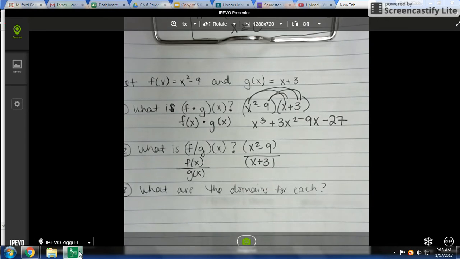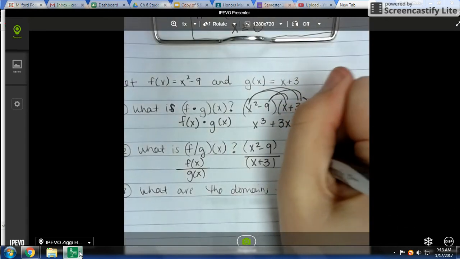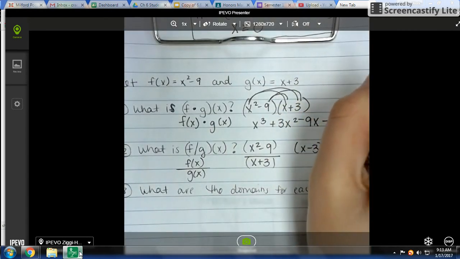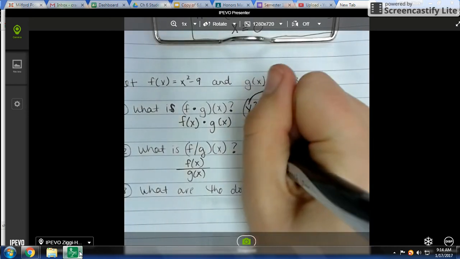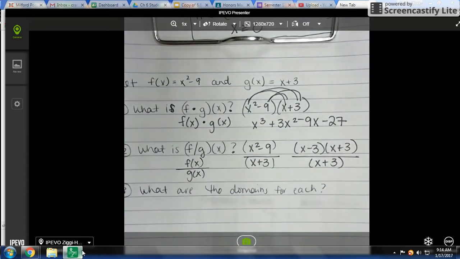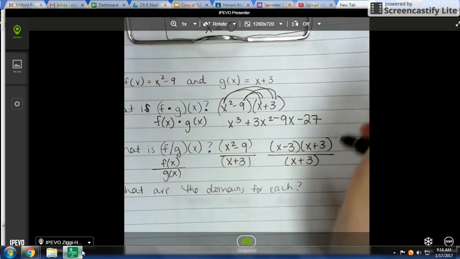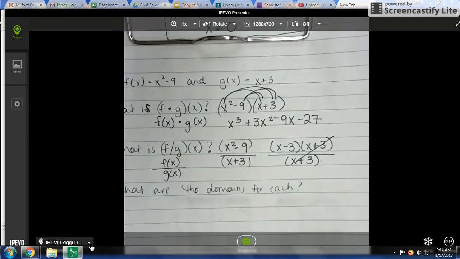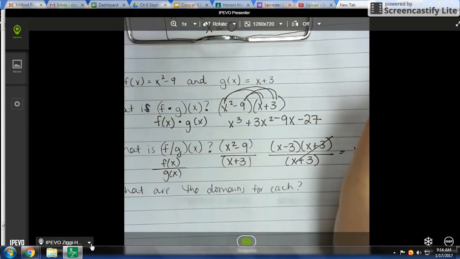But if we look at the top, this is actually a perfect square binomial, which we can factor to x minus 3, x plus 3. Since it's a quadratic, it's a difference of squares. So now we have two binomials over a binomial, and now we actually can cancel an entire binomial. So we just get x minus 3.